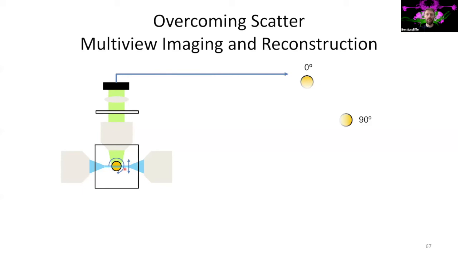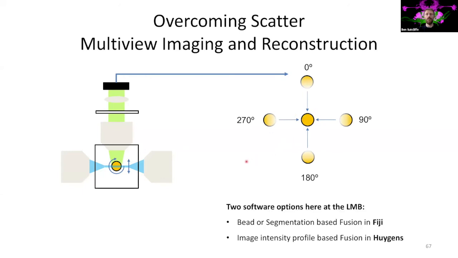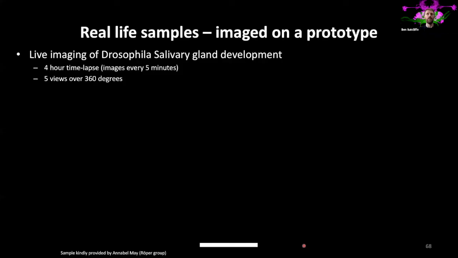So you can computationally fuse these images together to give you a nice 3D reconstruction of your image. It's not as trivial as that. You need to have beads within the sample to do segmentation in Fiji, or you can do it using image intensity profiling in Huygens, commercial software from SPI.